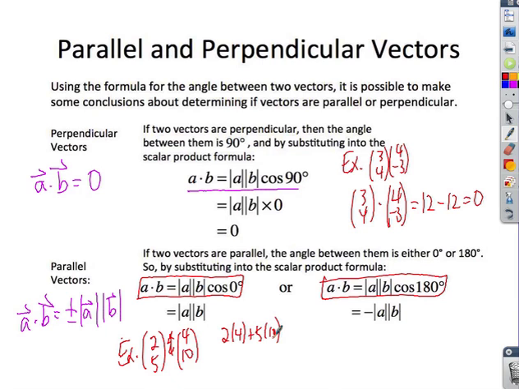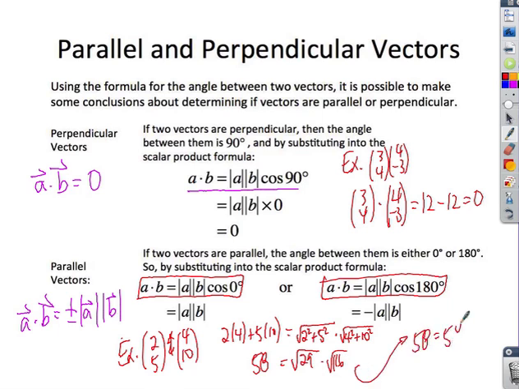And that should equal the root of 2 squared plus 5 squared times the root of 4 squared plus 10 squared. Okay. The left-hand side is 58, and the right-hand side is the root of 29 times the root of 116, which actually does equal 58 as well. So in the end, we get 58 is equal to 58. So the dot product is equal to the product of the magnitudes.